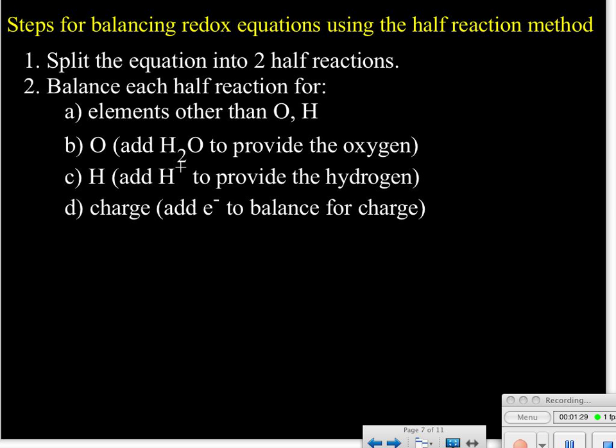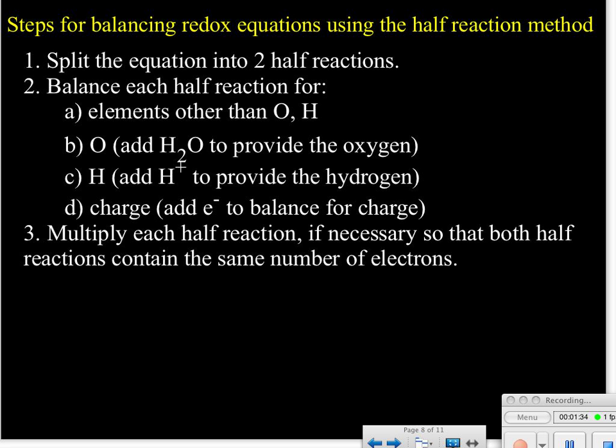Once we have our two half reactions balanced, we're going to have to make sure that they each have the same number of electrons. We may find that the number of electrons is already the same in both, or we may have to multiply one or both of those half reactions. If we multiply one of the coefficients to get the electrons to balance out, we're going to have to multiply all the coefficients in that half reaction.